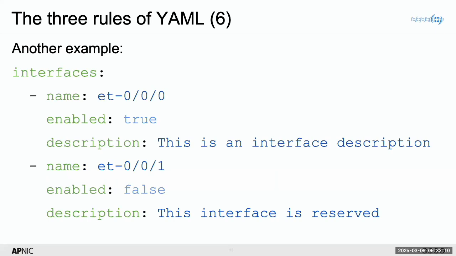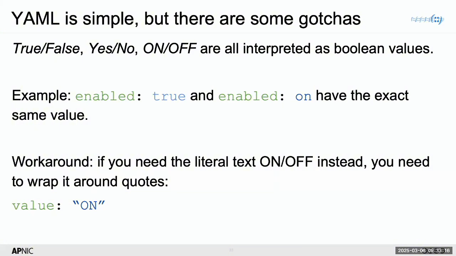So this is an example of YAML. I will just move on. In case we need to use characters in YAML like true, false, yes or no, or on, off, then we need to think about how to represent them. For example, we can provide enable and then true, or enable, then on and off. But if we are going to use text, then we need to put it around quotation marks.